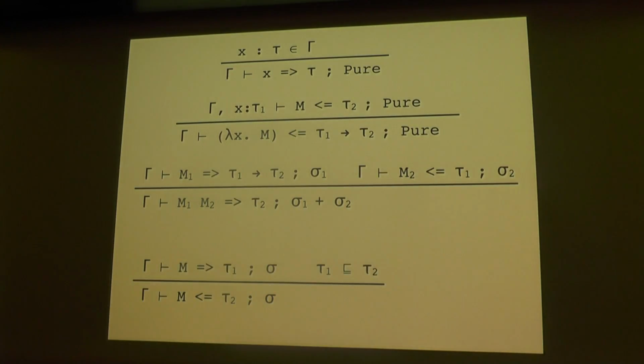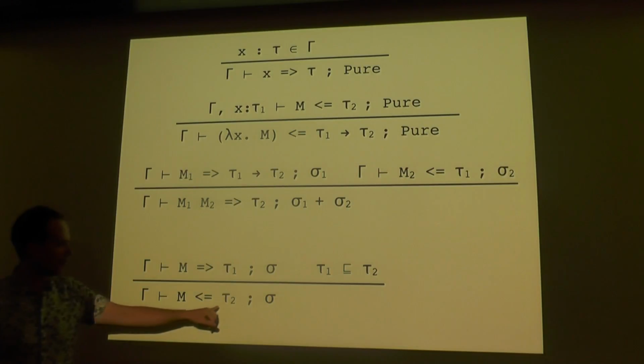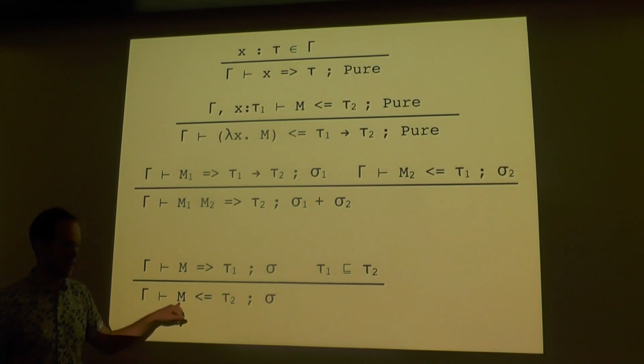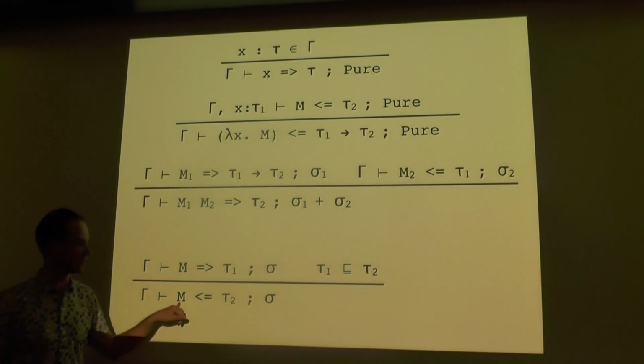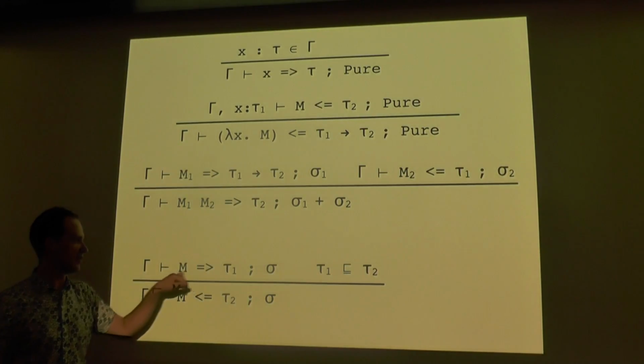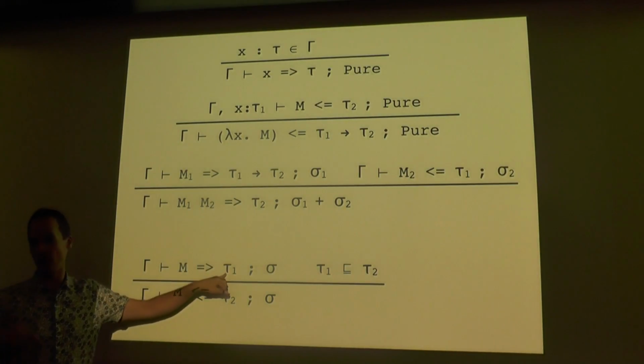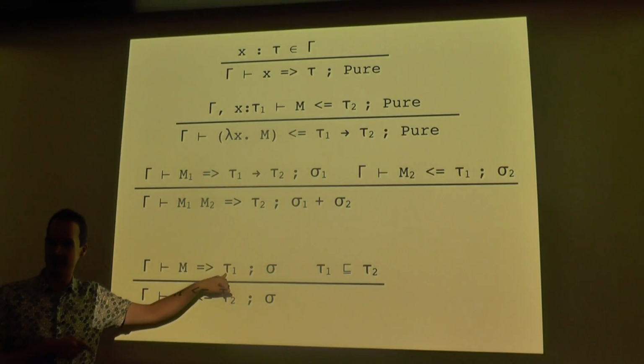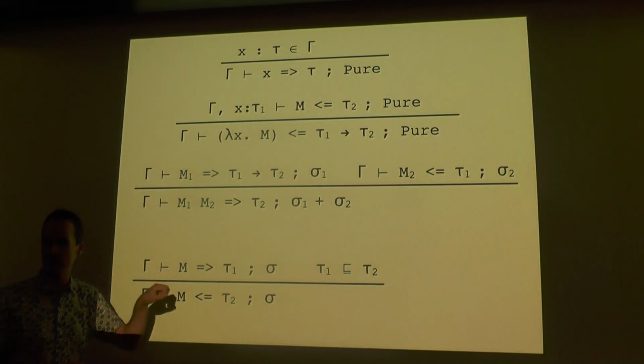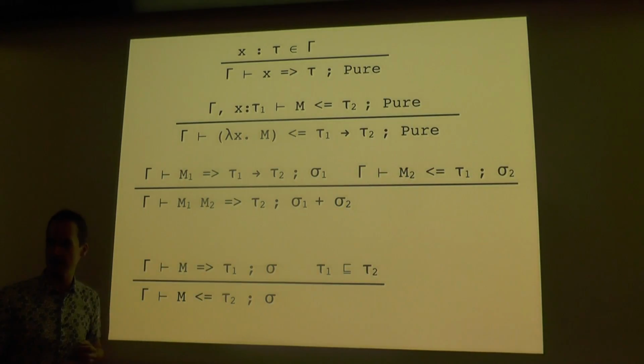For example, if what I want is a function from int to int, but I infer that M is a function of type forall a. a to a, that's okay because I can instantiate that to get a function from int to int. So that's also done as part of this elaboration. Makes sense?